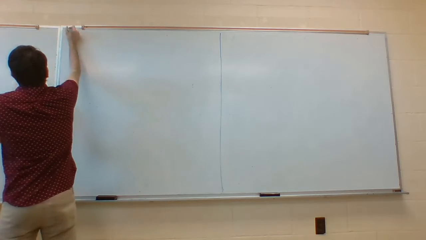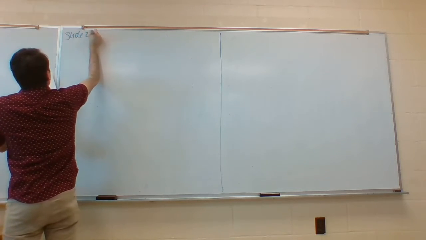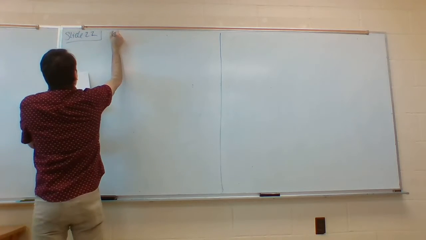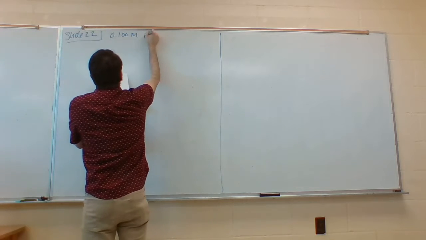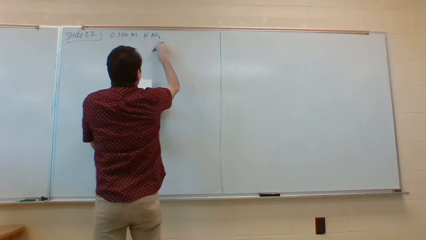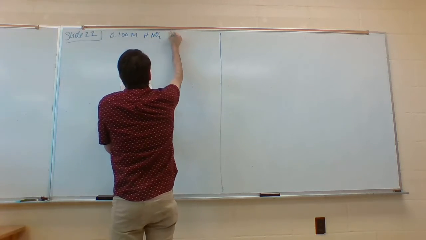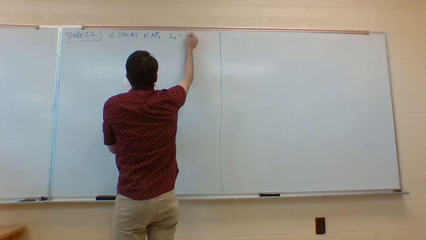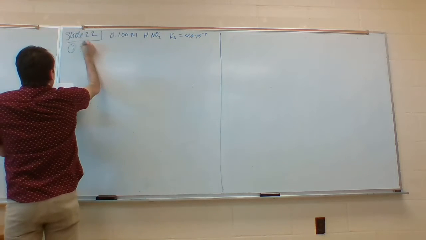Okay? So, let's take a look at the example on slide 22. We had a 0.100 molar solution of HNO2. That's nitrous acid, not HNO3, that would be nitric. This is HNO2, which is nitrous acid. And it has a Ka equal to 4.6 times 10 to the negative 4th. Our first question is: is it strong?